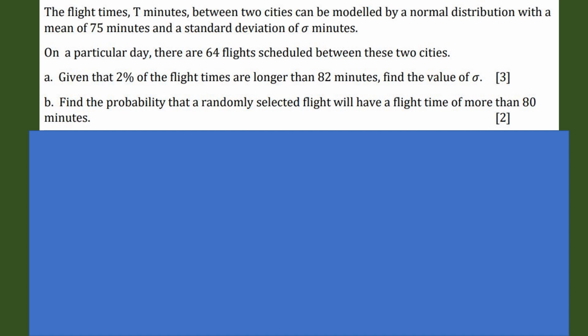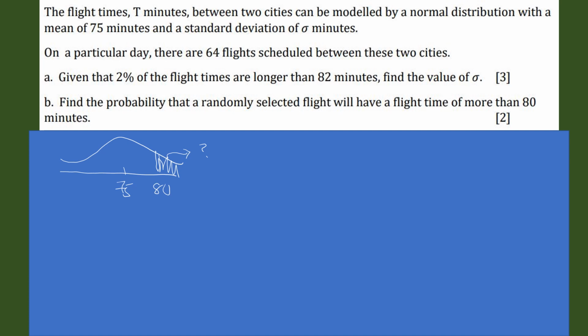Find the probability that a randomly selected flight will have a flight time of more than 80 minutes. Okay, let's visualize the problem again. The mean is 75 and the time is 80. And we would like to find a flight time that is more than 80 minutes. So we are after this area, this probability.